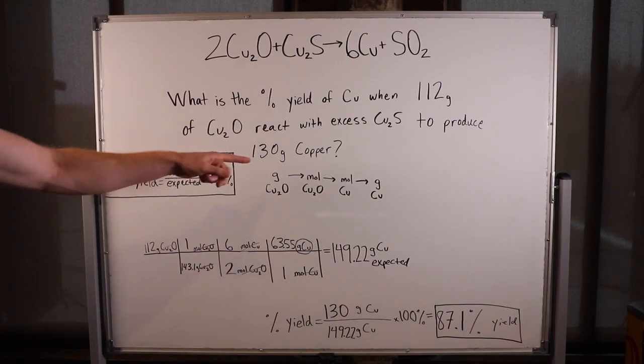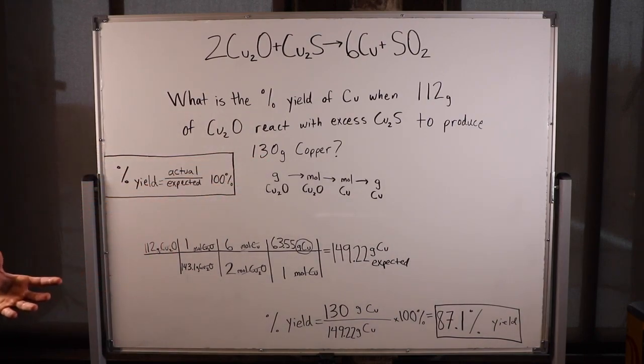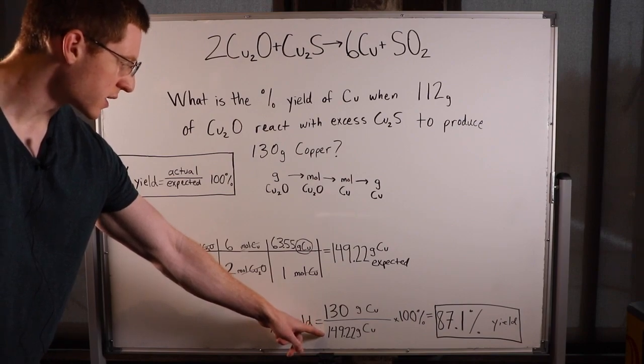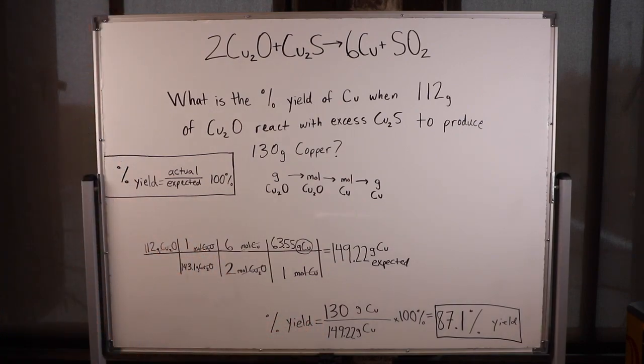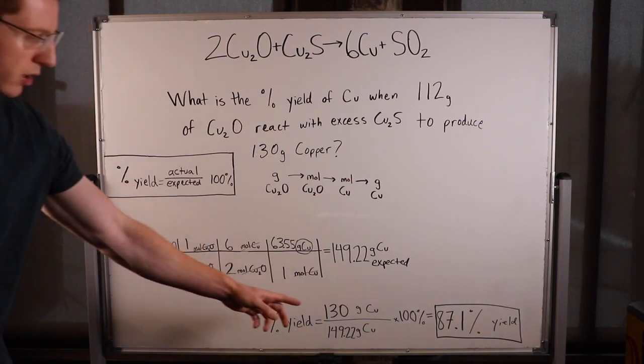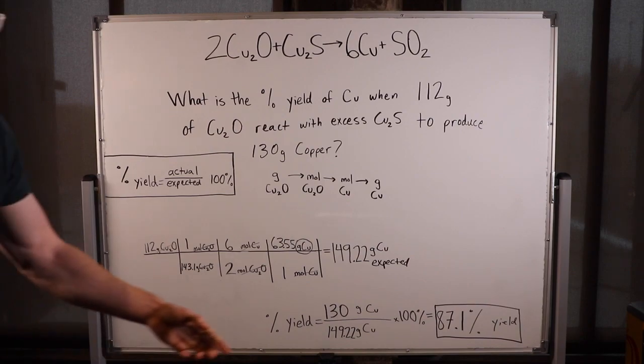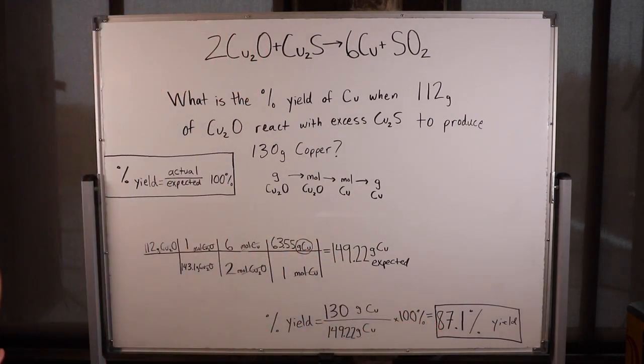But we only produced 130 grams of copper, right? So what was our percent yield? Well, we have to do the actual amount of copper we produced over the expected amount of copper we would expect to produce. So you do 130 divided by 149.22, multiply that by 100 to get a percentage, and you see that we made 87.1% of the copper that we expected to make, or we have an 87.1% yield for this reaction.